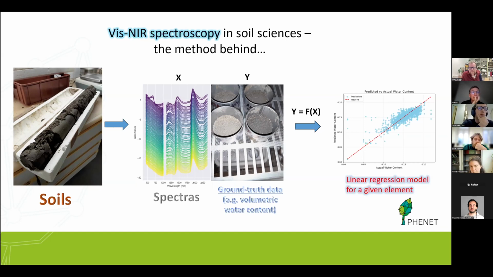After the acquisition of spectra, we process our soil samples in the lab, so we achieve target soil variables, also called ground truth data, for example water content or organic carbon. Now, with the combination of the spectra and the ground truth data, we have a full database ready for modeling. So we can apply a linear regression model for a given element.